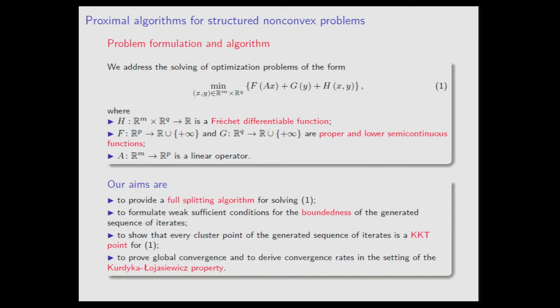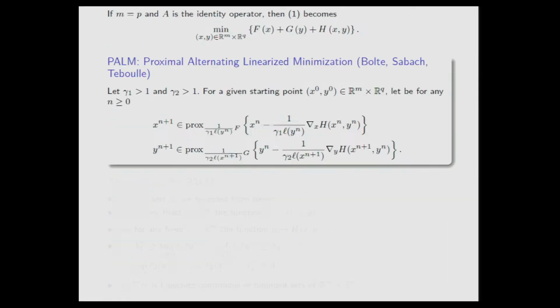Of course, we are actually very close in our formulation to this problem, which was investigated by Bolte, Sabach and Teboulle. Here we minimize f(x) plus g(y) plus H(x,y). And this is the so-called PALM algorithm. It was mentioned several times in this workshop. What's happening here? We make a gradient step and a prox step. Again, gradient step, prox step. This is still, if you want, a primal method.